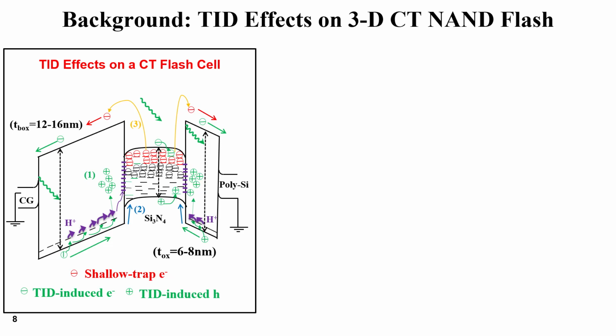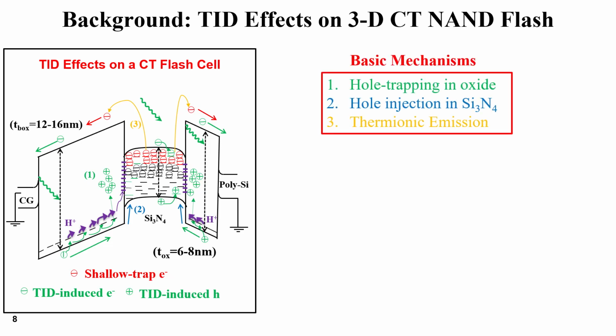Now, under TID, three basic mechanisms can happen. Number one, TID generates electron-hole pairs in dielectric layers of tunnel oxide and blocking oxide. Electrons, due to their high mobility, are quickly swept out. Holes, however, are slower and can become trapped in the oxide or the interfaces. Number two, these oxide trapped holes can move slowly towards the silicon nitride and can eventually get injected in the nitride. And number three, some of the shallow trapped electrons can receive energy from the gamma ray photons, jump over the barrier, and get lost, which is called thermionic emission.